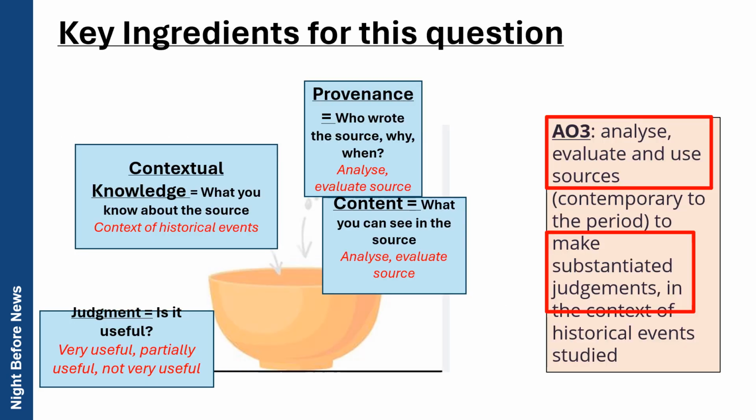So if we look at this, there are 3 key elements, because this exam question is testing you on your AO3, your ability to analyse, evaluate and use sources. But they also want you to make a substantiated judgment. So that means you saying it is very useful, it is partially useful. So really, when you answer this question, when you look back over what you've written, make sure that there are 4 key things that go into this answer: judgment, context, provenance and content.